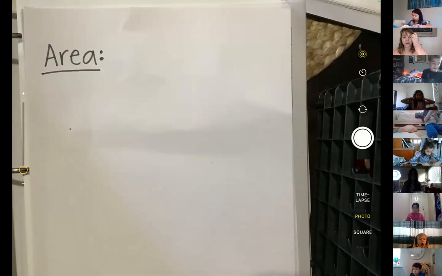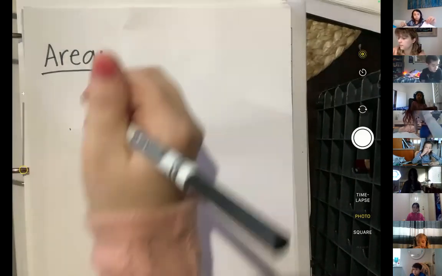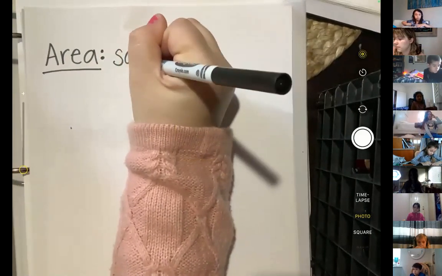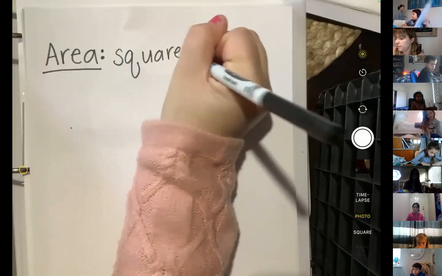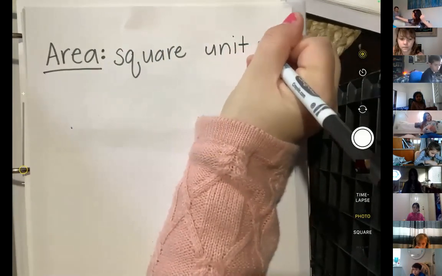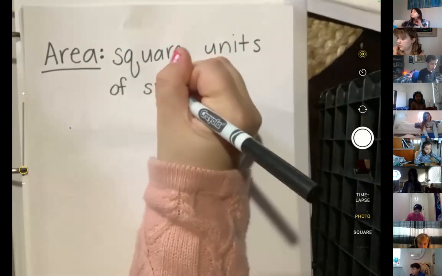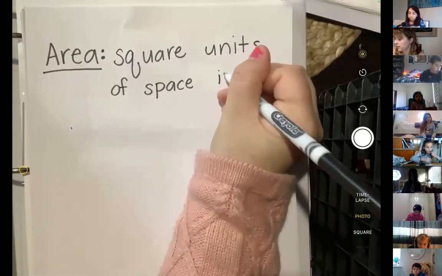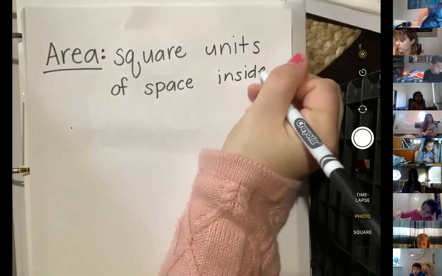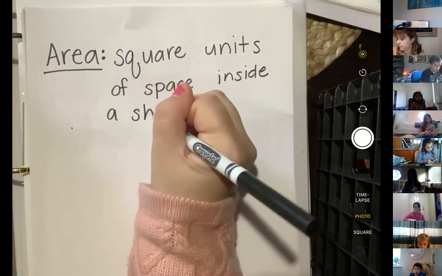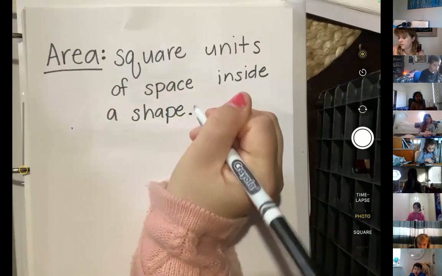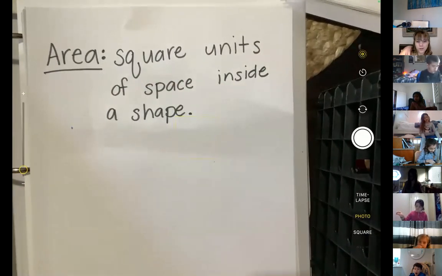Okay. Area is square units of space inside a shape. Okay. Or another way to think of it, area is the amount of space inside a shape. Okay.